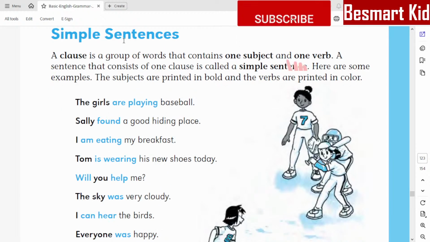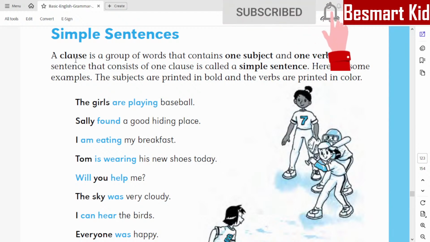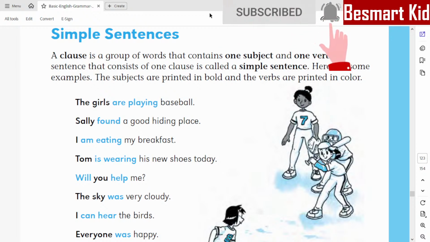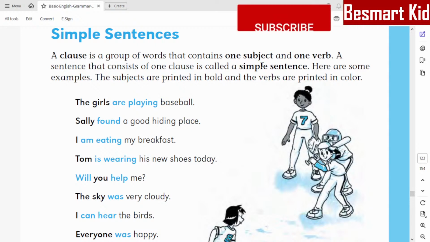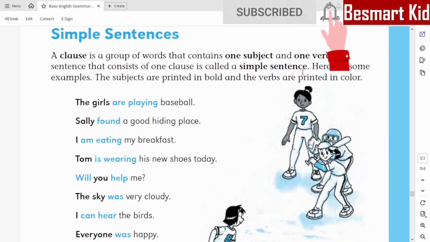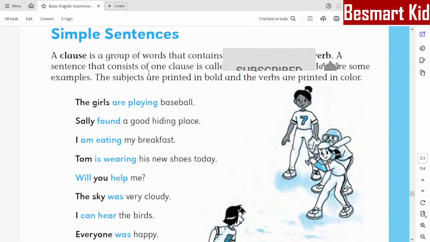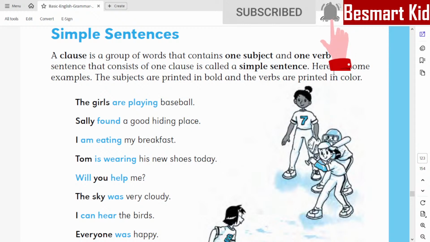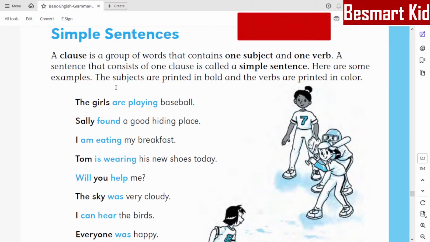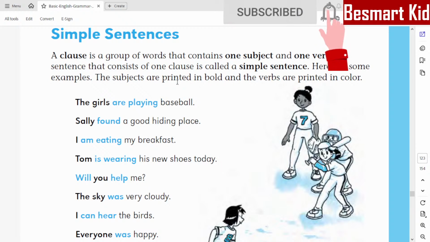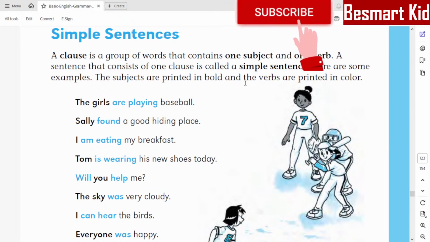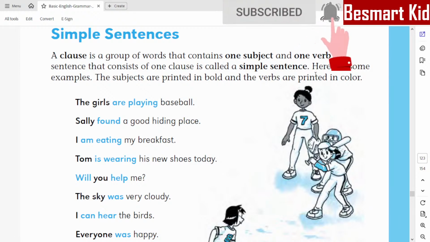Now we have the simple sentence. A clause is a group of words that contains one subject and one verb. A sentence that consists of one clause is called a simple sentence. Here are some examples. The subjects are printed in bold and the verbs are printed in color.